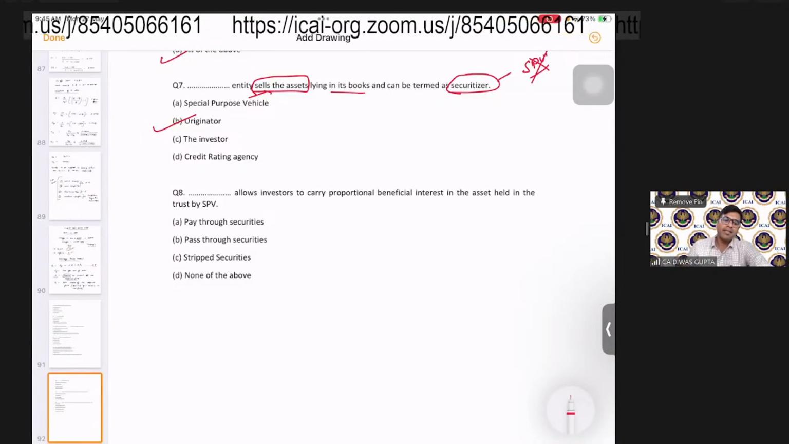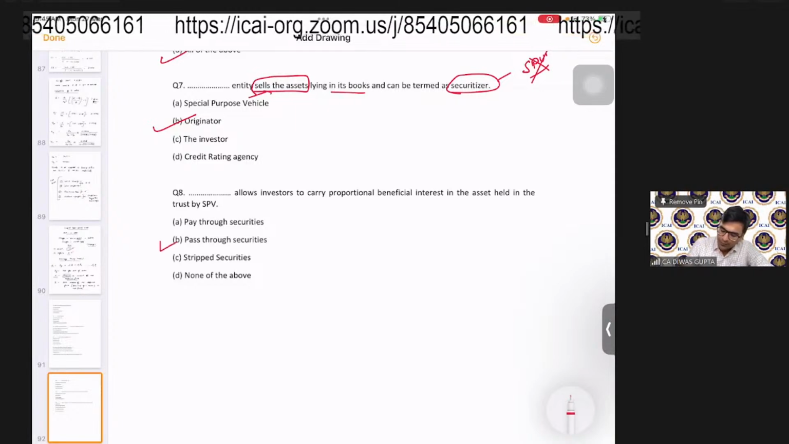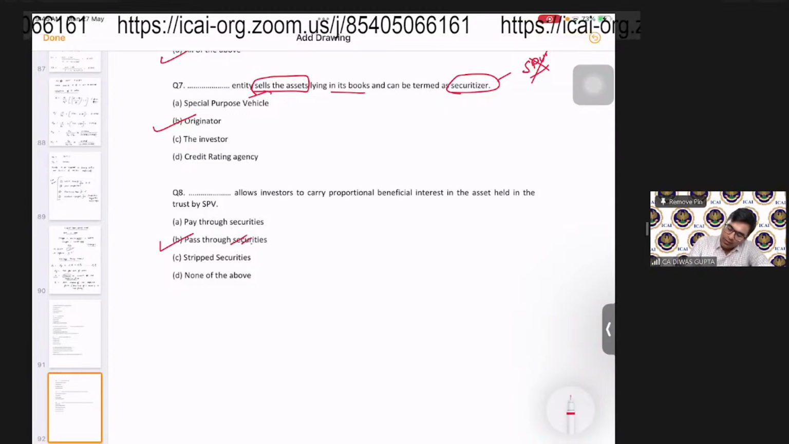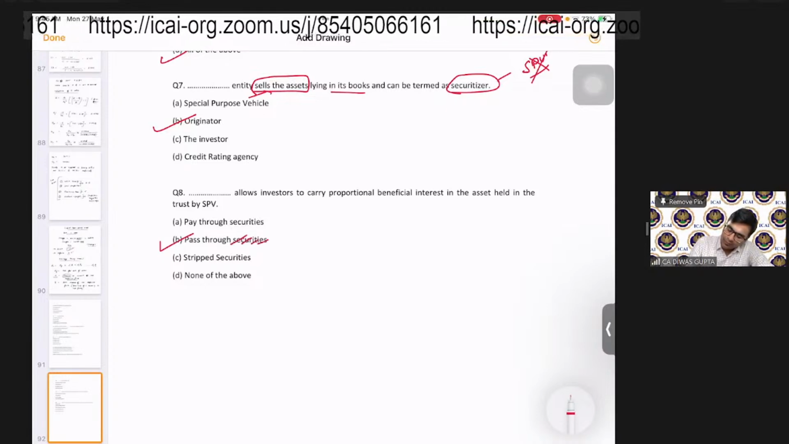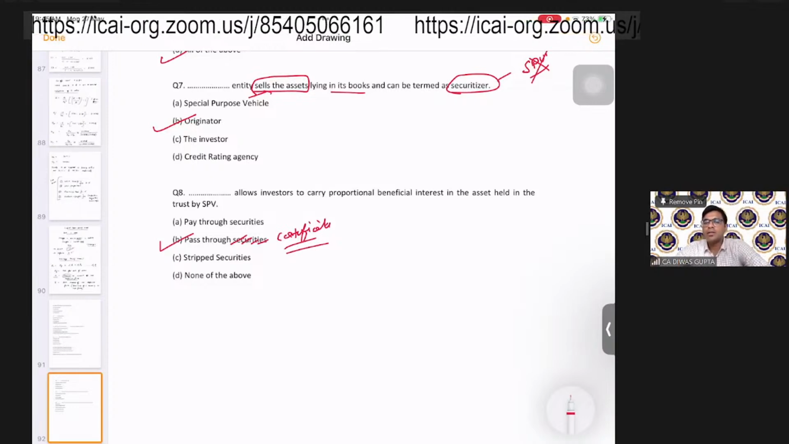It's yes, very good, Rohan. I was waiting for your answer. It's passed through. Actually, it should be certificates, because that is the term that is used. It should be pass-through certificates. Correct?